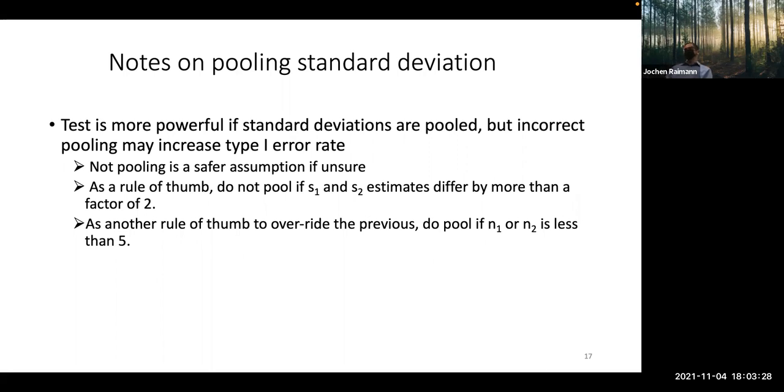It's safer to not pool, but if you do not pool, you need to pay attention to what extent your standard deviation 1 and standard deviation 2 differ. If they differ by more than a factor of 2, you are meant to not pool. As another rule of thumb to override the previous, do pool if n1 or n2 is less than 5. Why is that? Because the smaller your sample size, the more your deviation will be found.